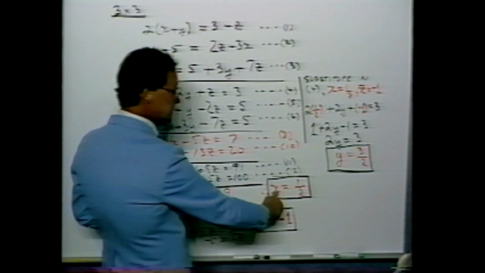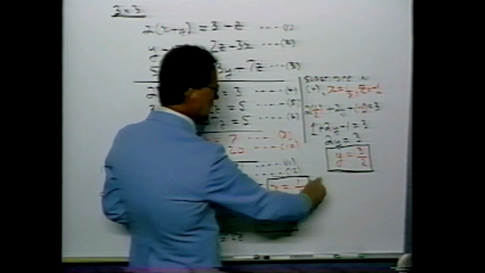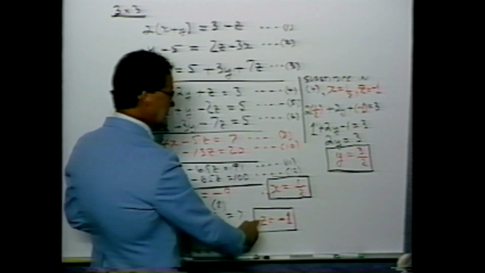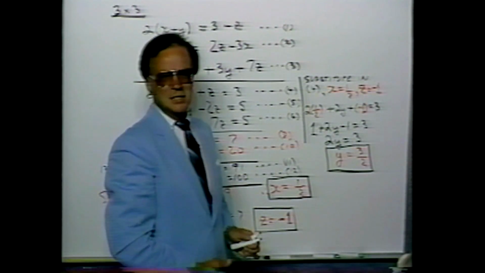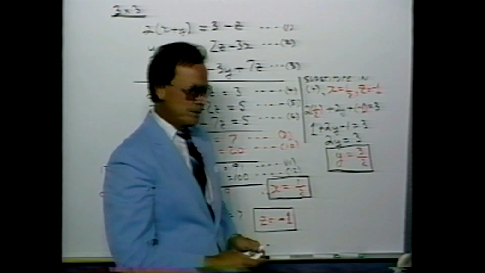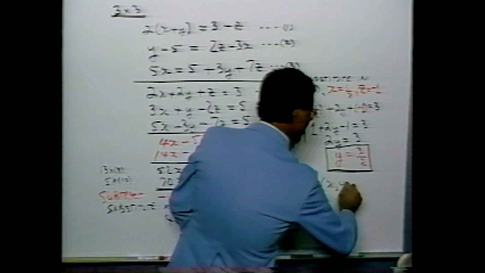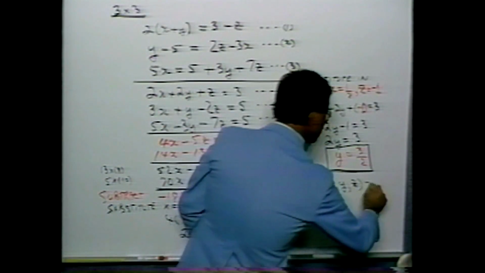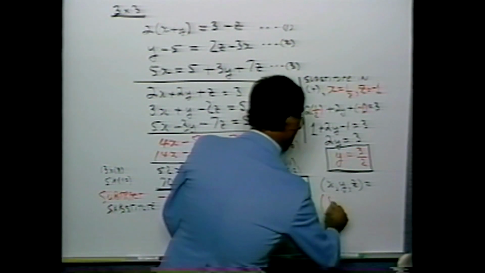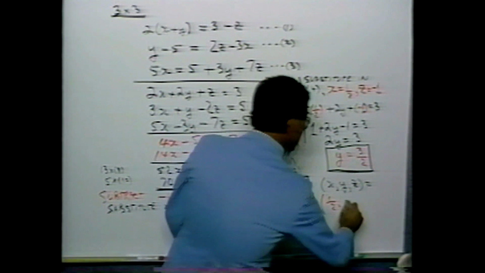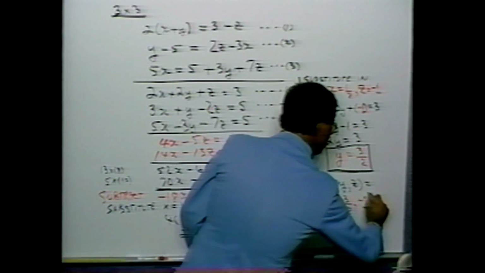There you have the solution in alphabetical order of the variables. X is equal to 1/2, y is equal to 3/2, and z is equal to -1. And now we want to use the same format as I did earlier with only two variables. That is to say that x, y, z is equal to, in the same order now, 1/2, 3/2, and -1.